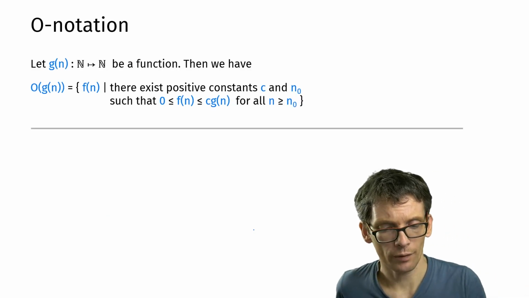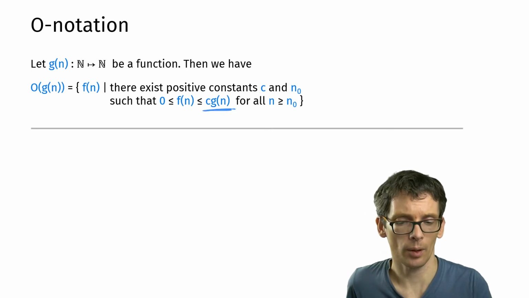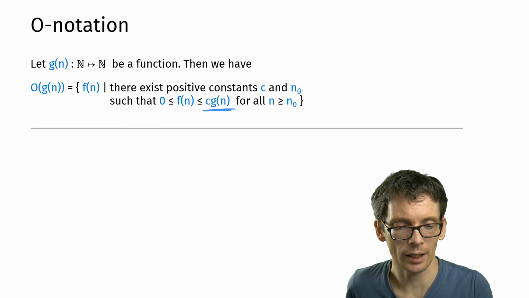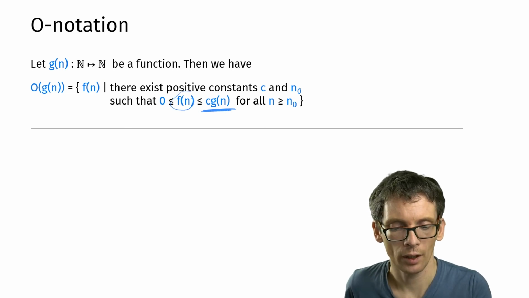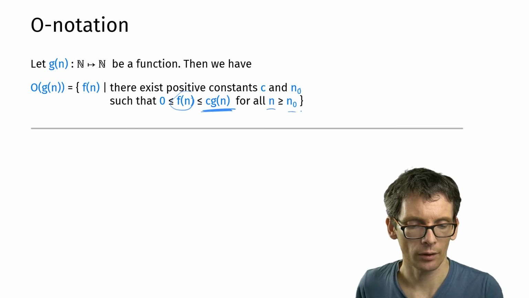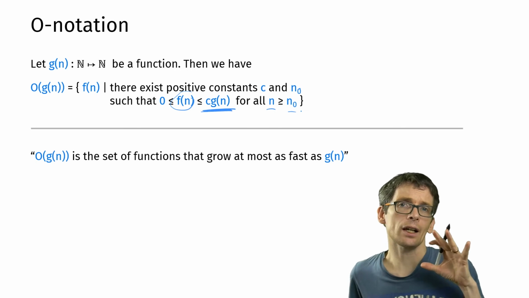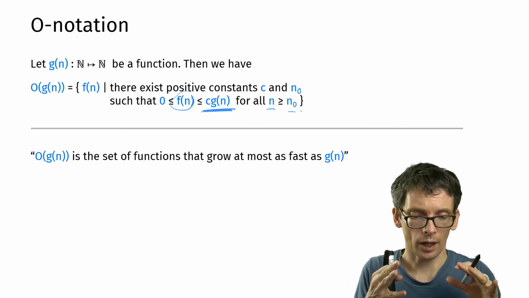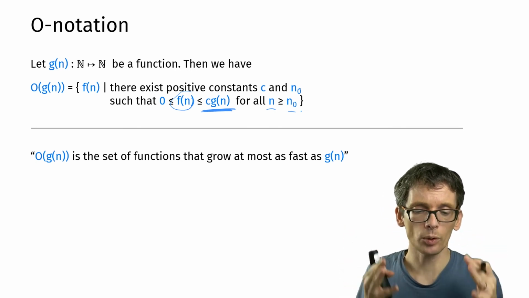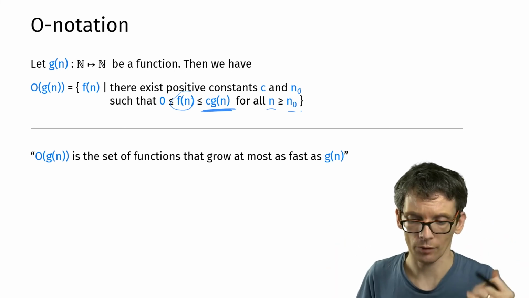How is this formally defined? This looks very much like a theta, just that we here only have the upper bound. So we want to have a positive constant c and n0, so that we can bound f of n by c times g of n for large enough n, so larger than n0. So O of g of n are all the functions that go at most as fast as g of n, so that are upper bounded in terms of growth rate by g of n.